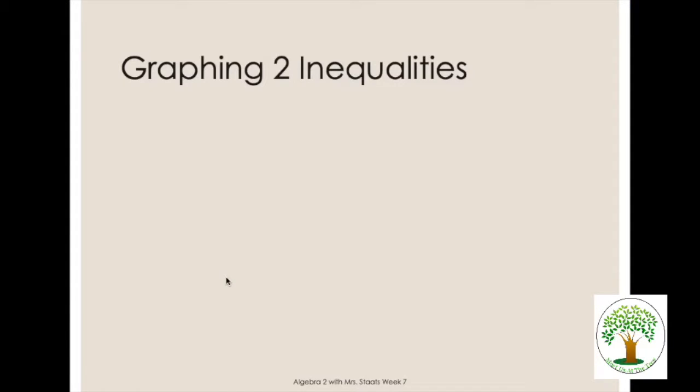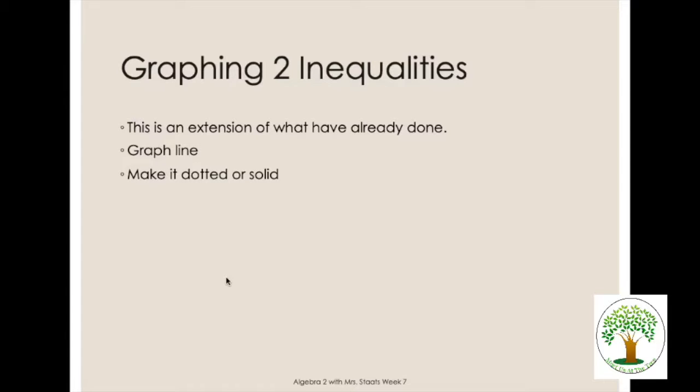We're going to graph two inequalities. That's all you're going to do. We graphed one inequality last week. Now we're going to graph two of them. If you remember, it's just an extension of what we've already done. You're going to graph the line. You're going to decide if it's dotted or solid. Then you're going to shade, up or down.